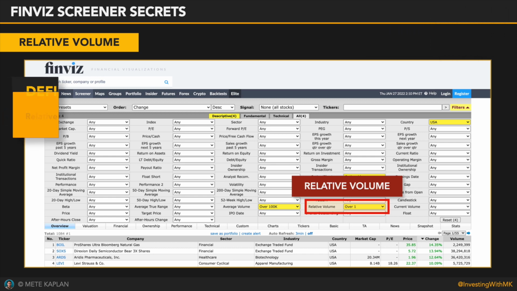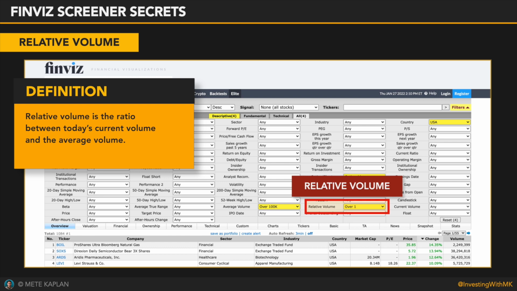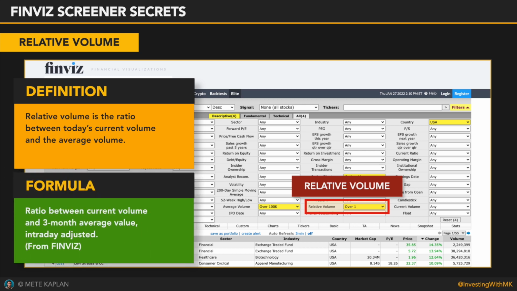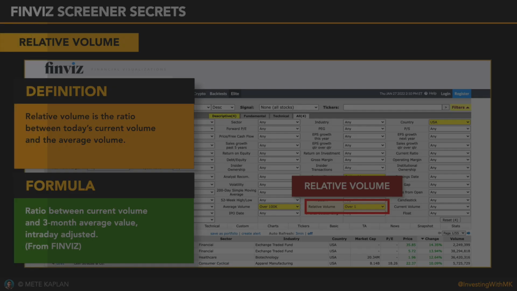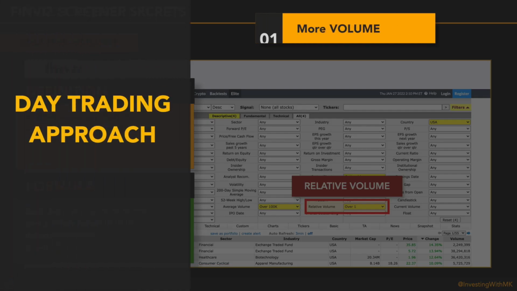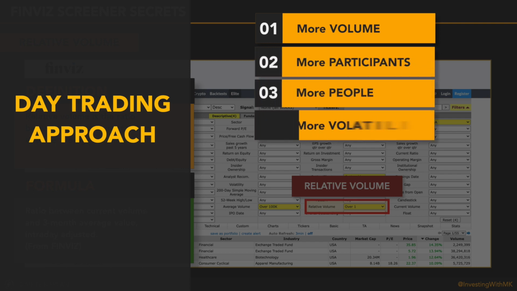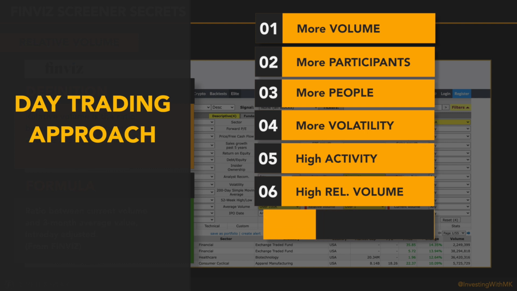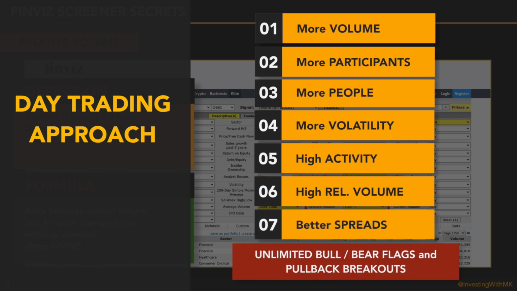Relative volume is the ratio between today's current volume and the average volume. For example, if the average trading volume of a company is 1 million shares, but today the current trading volume is 3 million shares, then your relative volume ratio will be 3. Very simple calculation. Sometimes you can see penny stocks or small cap stocks traded with a volume of 100 million shares in a single day with an extremely high relative volume ratio. Yes, it happens. More volume, more participants, more people, more volatility, more activity, higher relative volume, better spreads, tons of bull-bear flags and pullback breakouts.